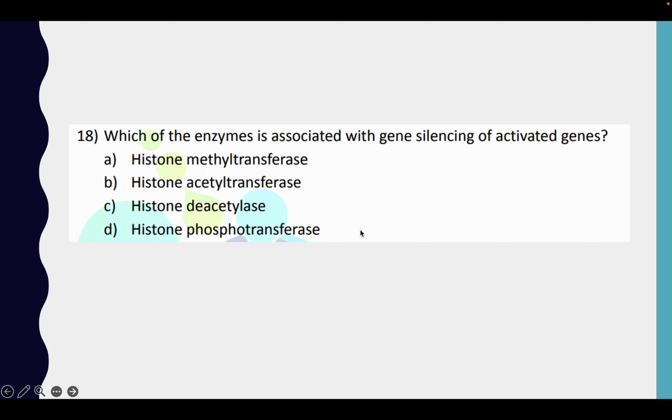Which of the enzymes is associated with gene silencing of activated genes? Which of these enzymes is associated with gene silencing of activated genes?